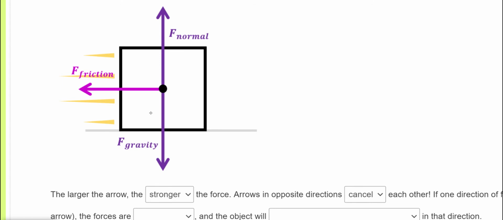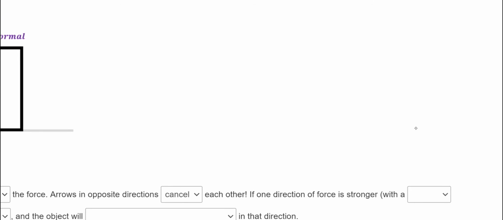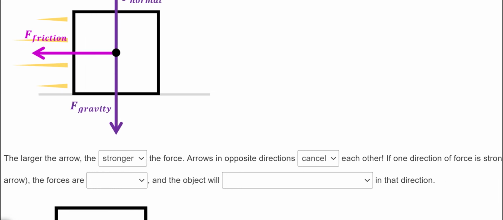So in this case up here, if I have normal force and the force of gravity acting in opposite directions, they're going to cancel each other out. So if one direction of the force is stronger, or in other words, it has a longer arrow, that means the forces are unbalanced. That means that one of the forces is stronger than the other, and one of those forces is going to kind of win out and cause some new change in motion where the object's going to accelerate in some direction. There's a net force that's winning out in one direction or the other.